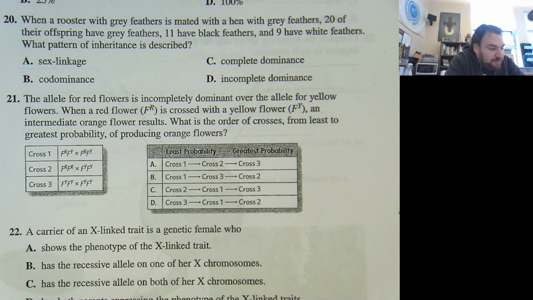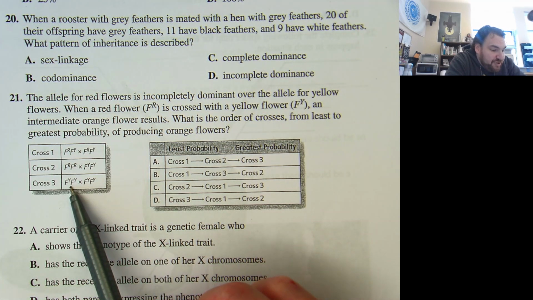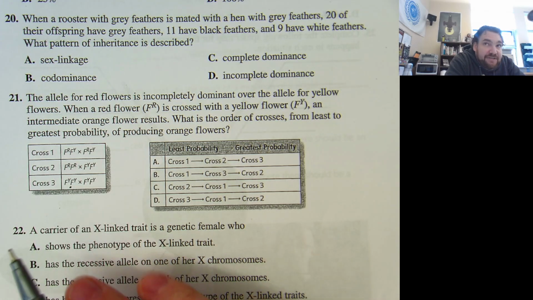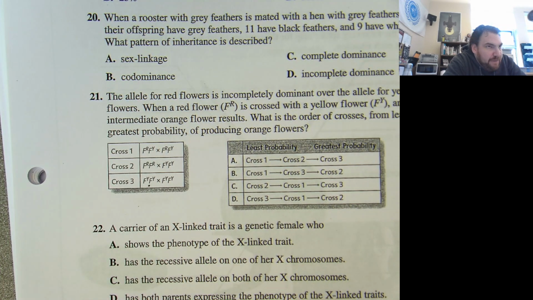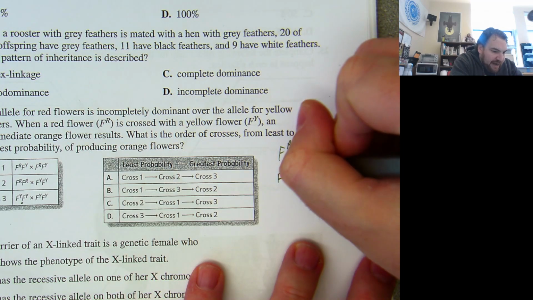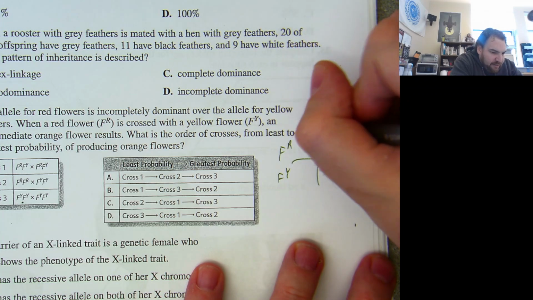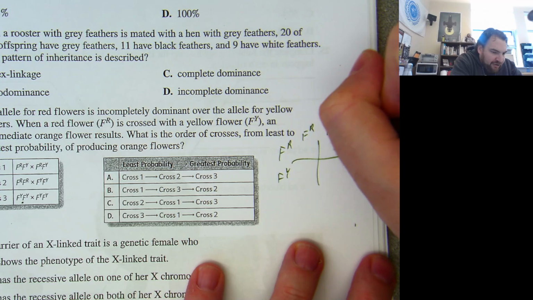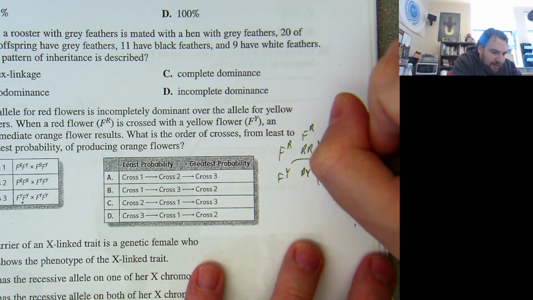From least to greatest probability, which of these three crosses will produce the greatest amount of orange flowers? So basically what you need to do is make Punnett squares for all three of those potential crosses. So let's do them. We're going to have FR FY. This is cross number 1. FR FY. You're going to get RR, RY, RY, and YY.